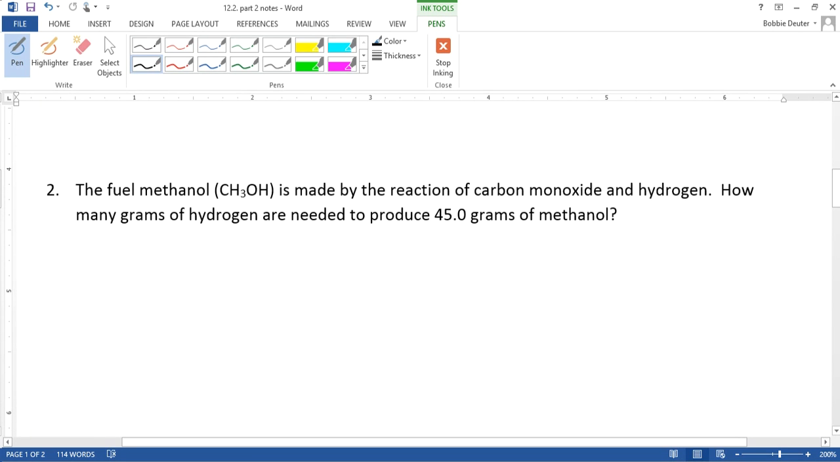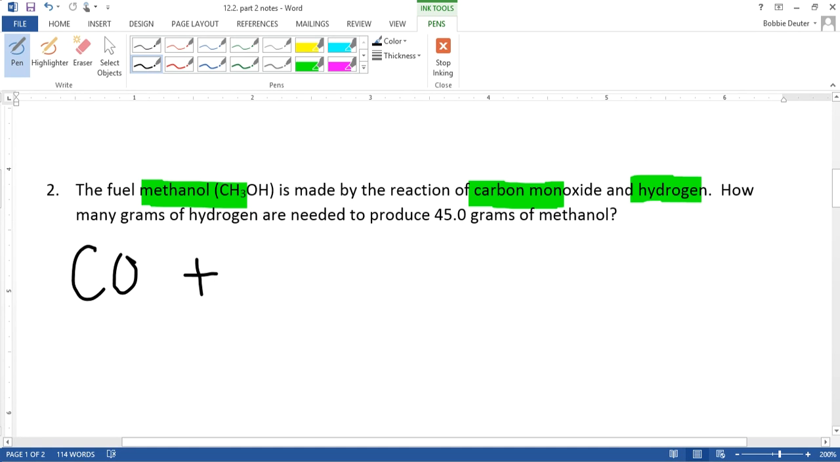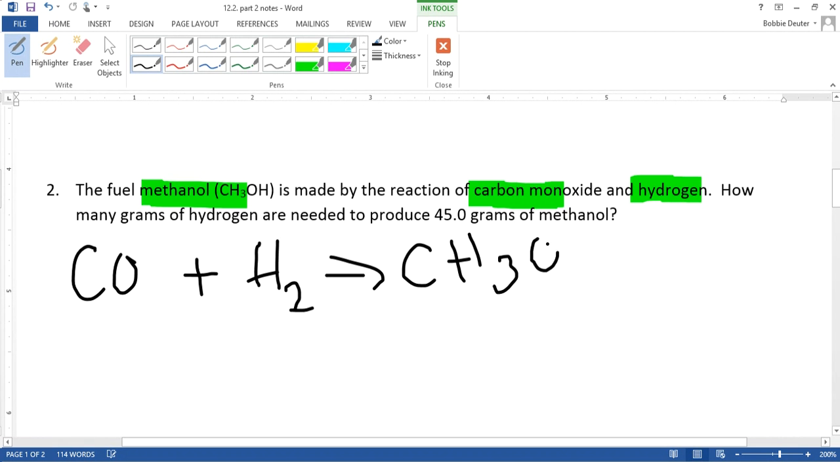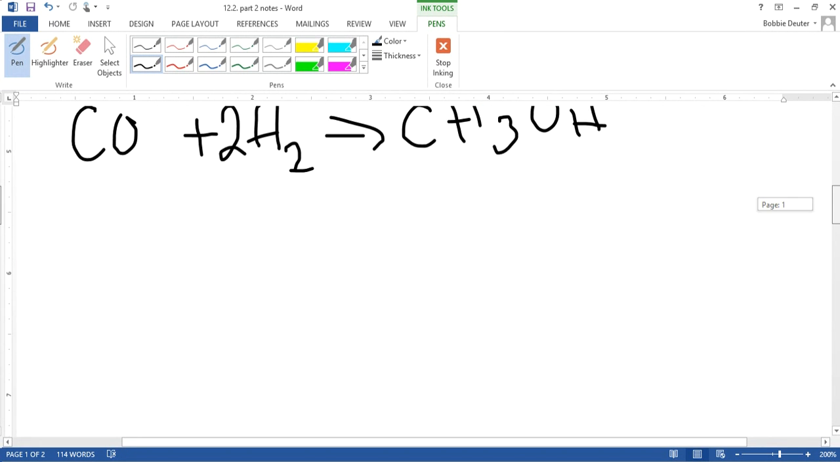So let's do another problem. So we have a fuel, methanol, that is made by a reaction of carbon monoxide and hydrogen. So we have CO plus H2 produces CH3OH. Now we have to make a balanced chemical equation, so the only thing we need to do is put a 2 there. Now we're balanced.